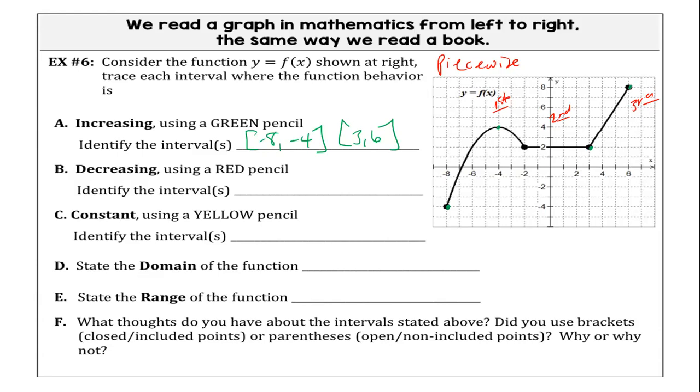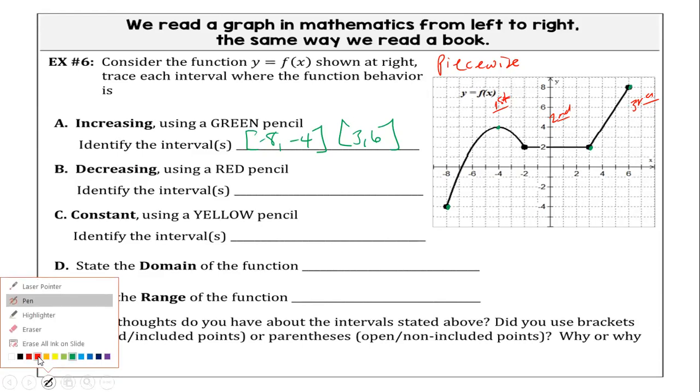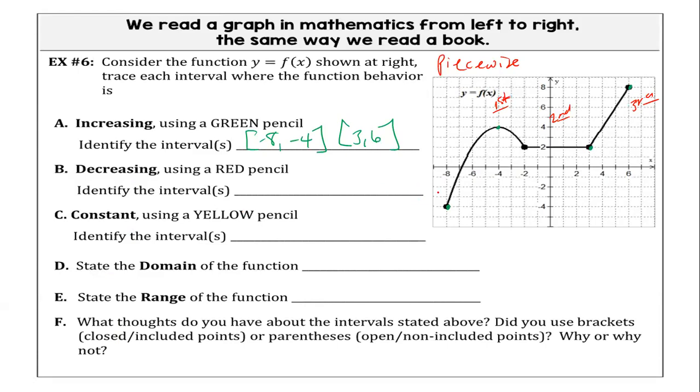Wait, wouldn't the second one be 3 to 8, not 3 to 6? Can someone tell her why it's not 8? X marks the spot, not our Y's. X tells us where we're going, okay? All right, here we go. On the red, our decreasing interval.